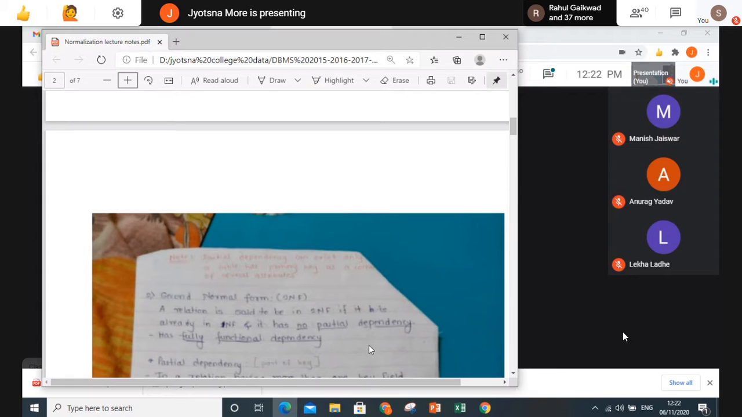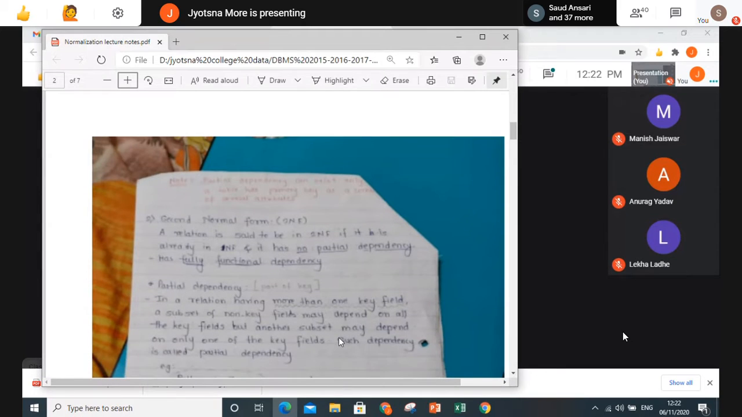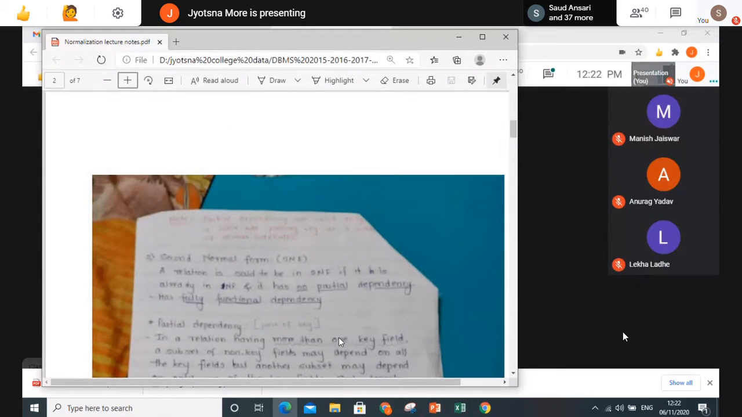Okay. So as I told you, partial functional dependency exists only when you have a primary key that is a combination of two or more attributes. Okay. So we'll see with an example. Partial dependency is nothing but a part of the key. What is a part of the key? We'll see.